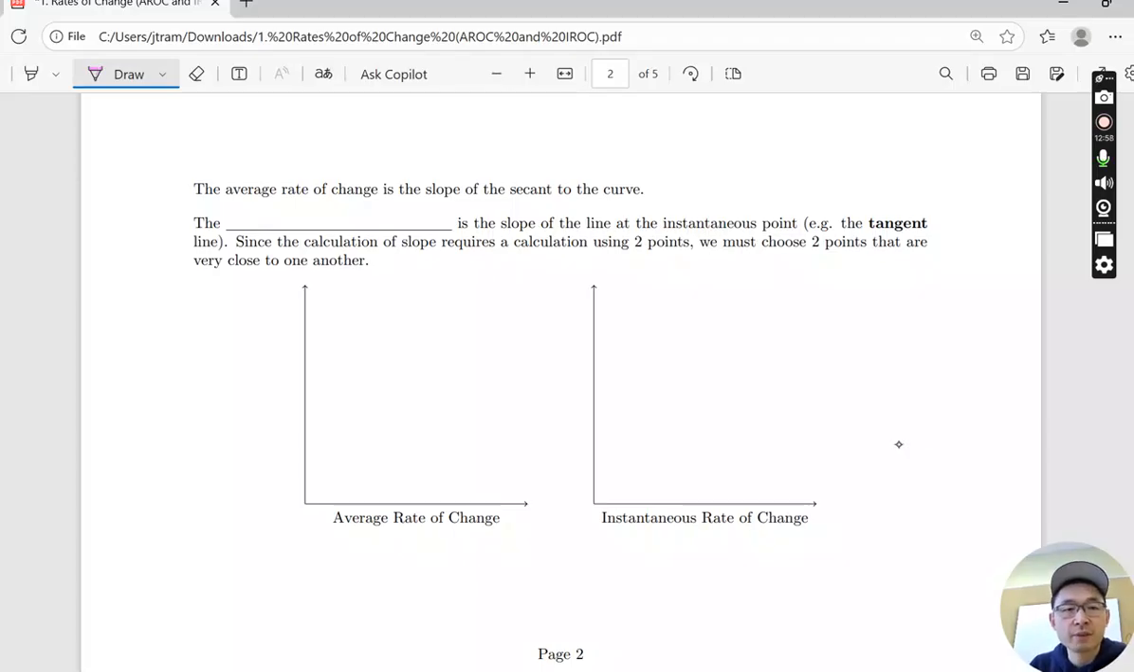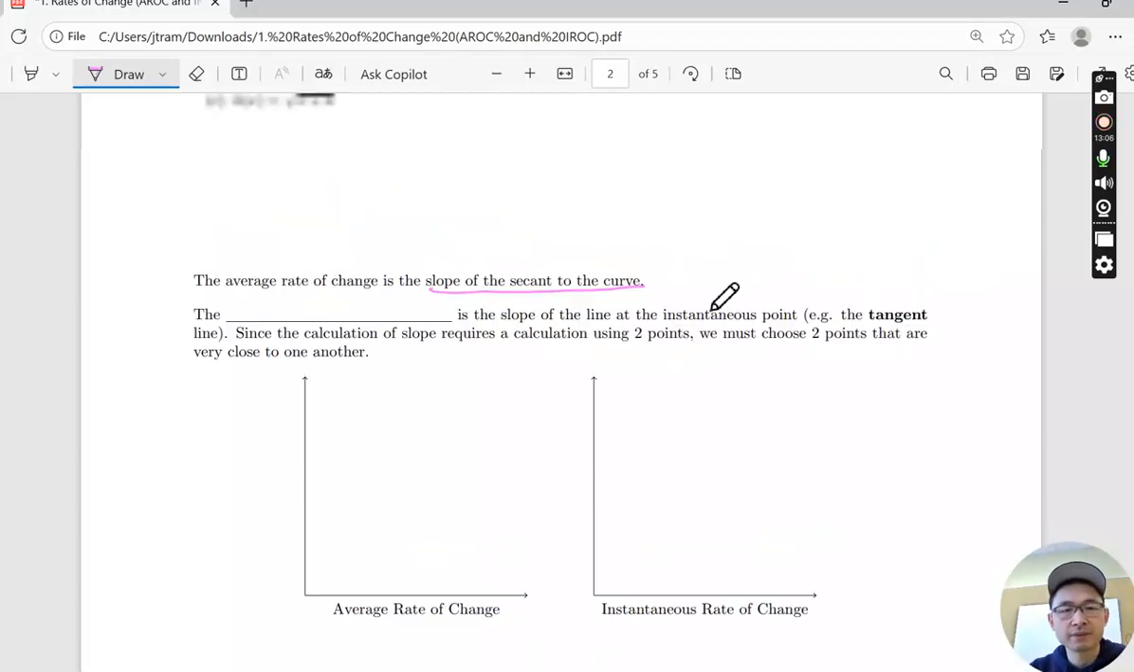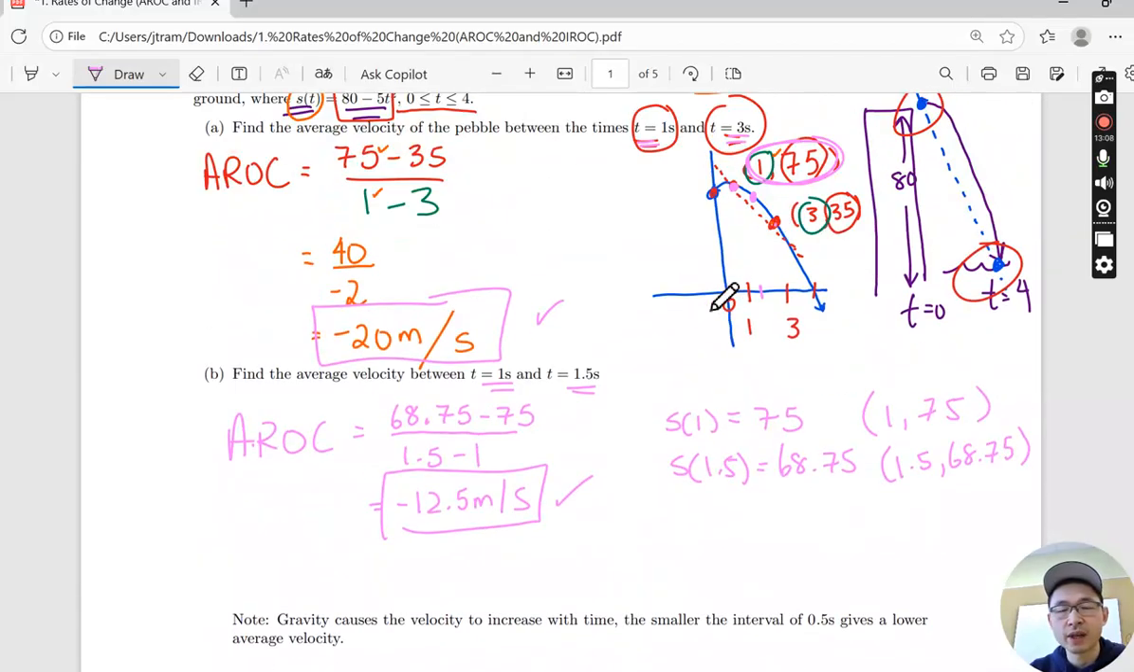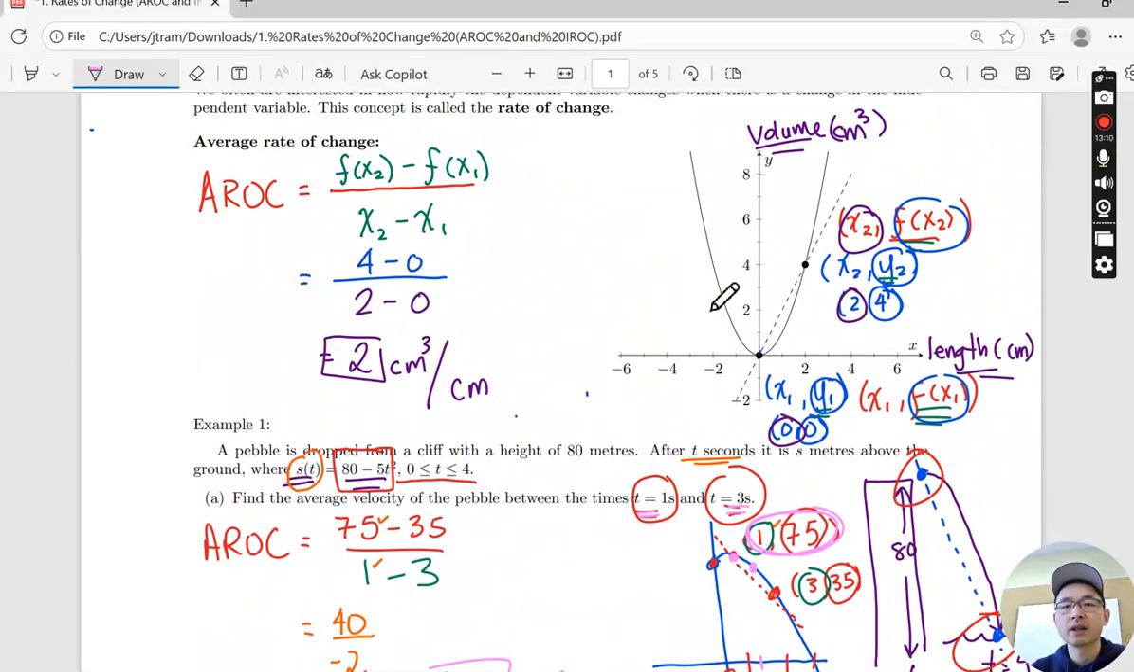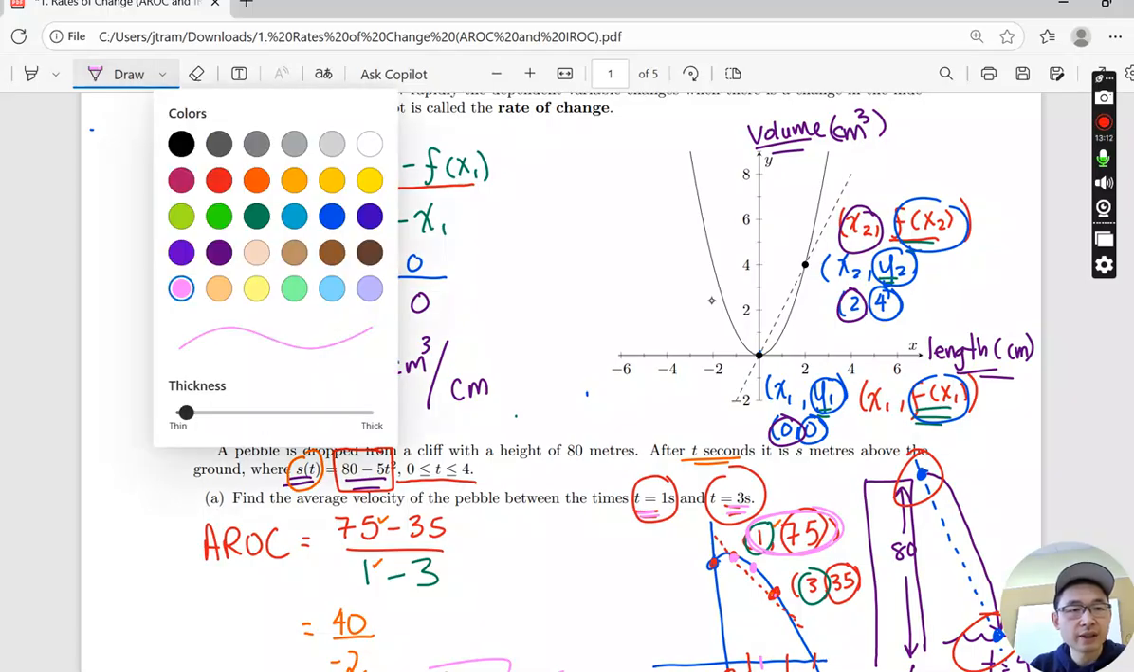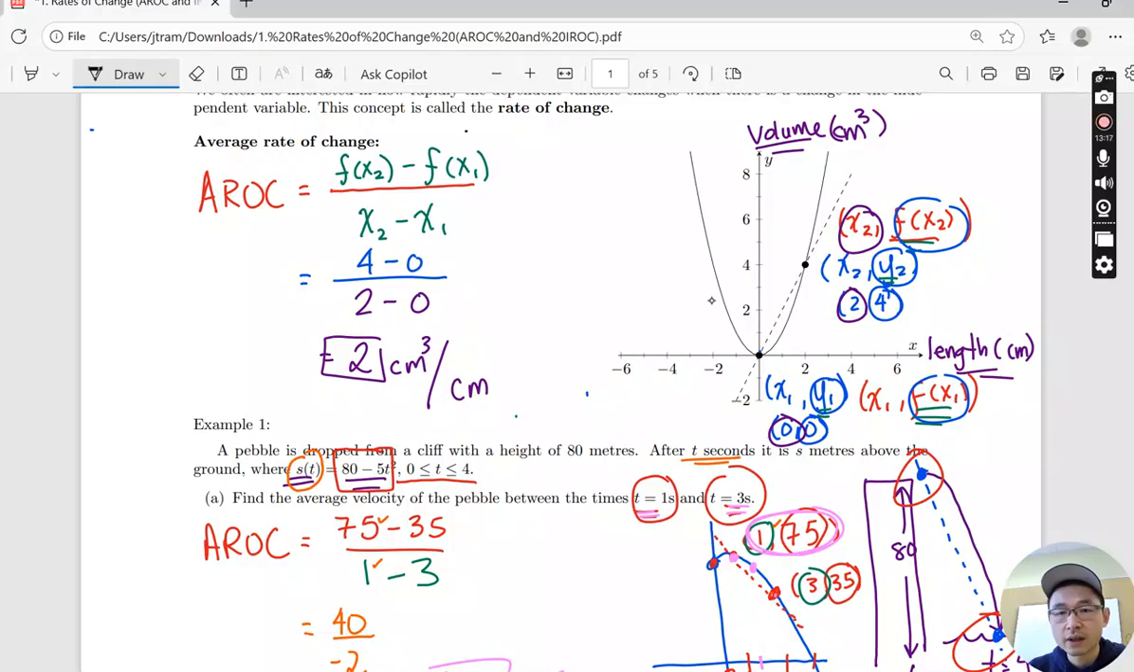Now moving on. The average rate of change is the slope of the secant to the curve. What does that even mean? What is a secant line? We actually drew a bunch of them already. This line right here is called a secant line. It's the line that connects 2 points.